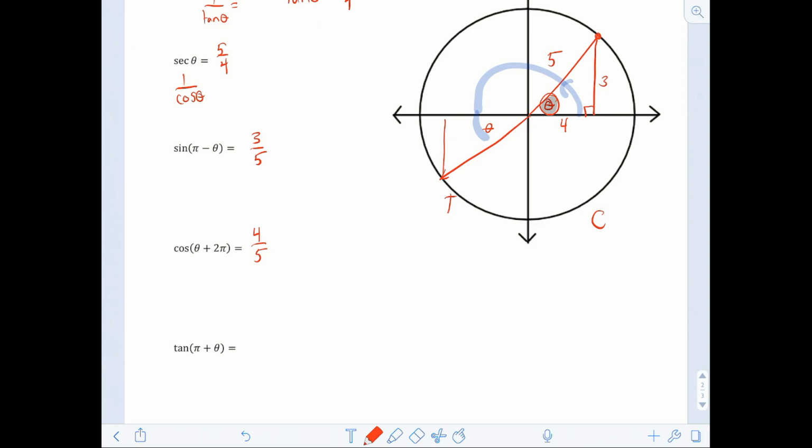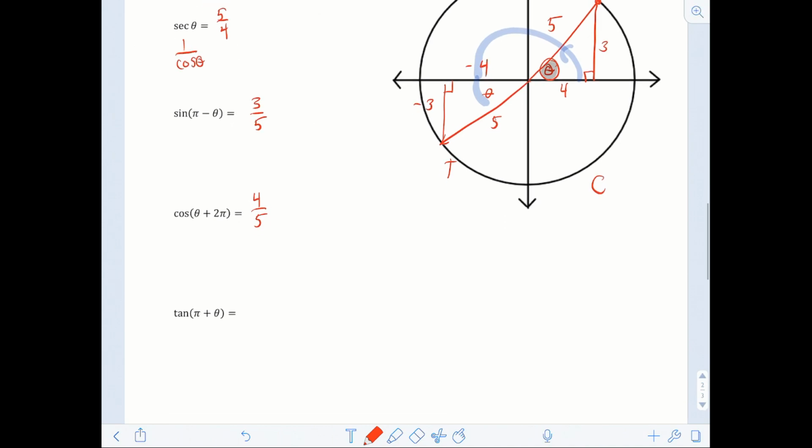Right, and then weirdly enough, yet again, I get that same type of triangle. This is going to be 5, this is going to be 3, this is going to be 4, but a couple things, right? That's going to be negative, that's going to be negative. And this is still going to be 3/4, opposite over adjacent. And we also know that tangent is supposed to be positive in that third quadrant.